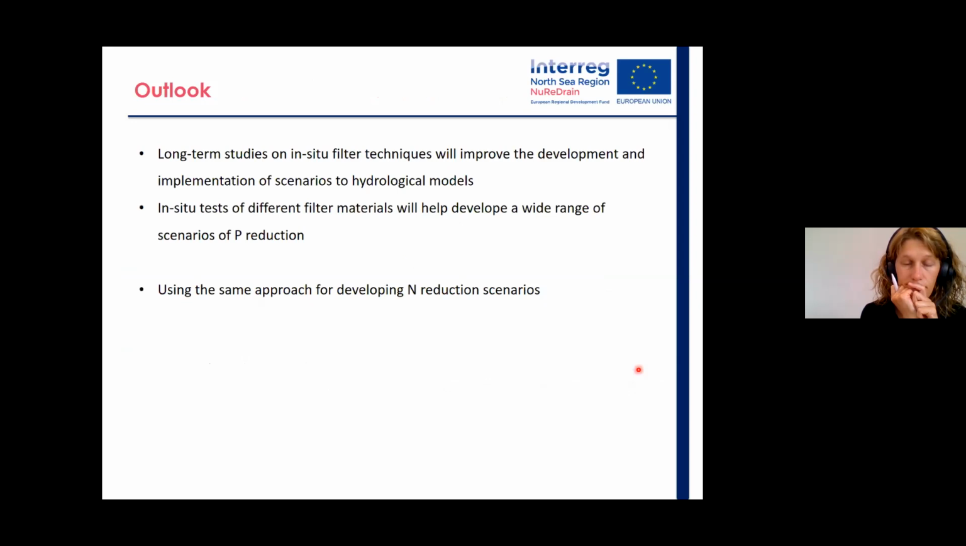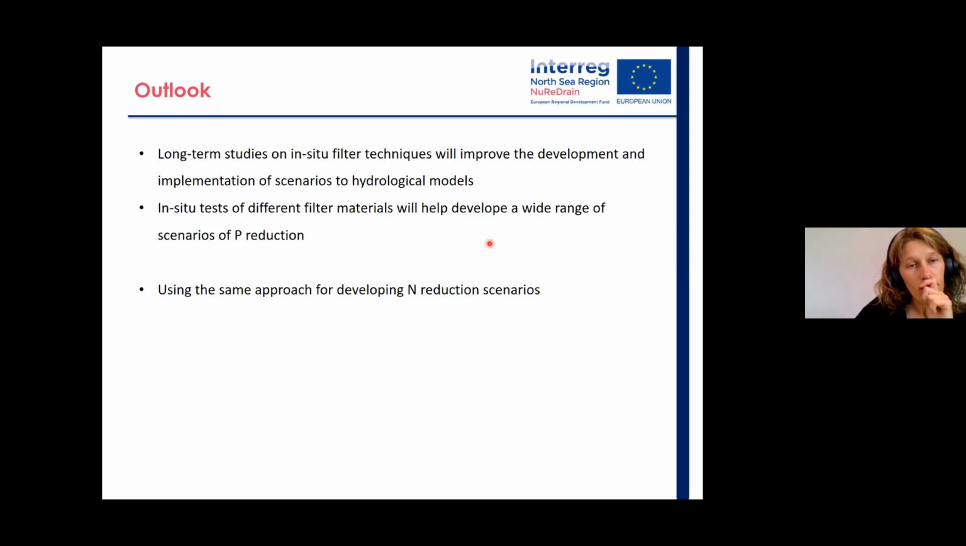So if we now conclude, or let's have an outlook, I can't stop emphasizing that these model studies are an estimate. This is not like you apply a filter to the system, and the results we achieved will happen in the real world. It's an estimate, it's a scenario, and we need long-term studies on in situ filter techniques that will definitely improve the development and implementation of scenarios in our hydrological models.